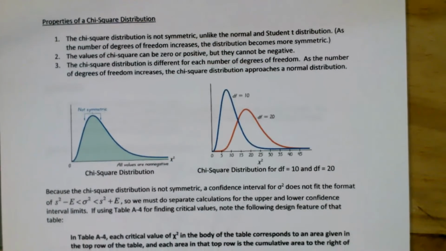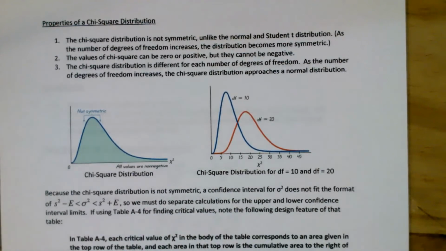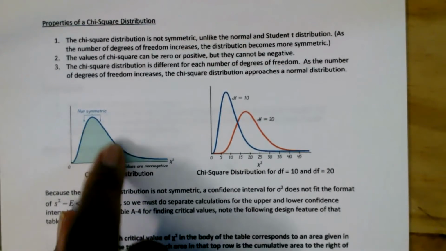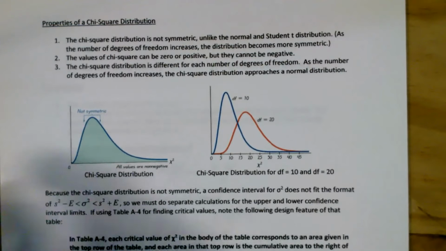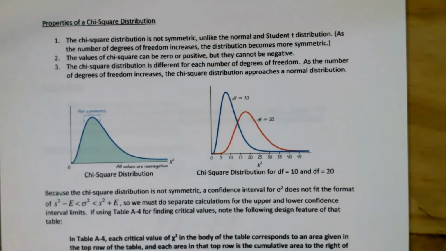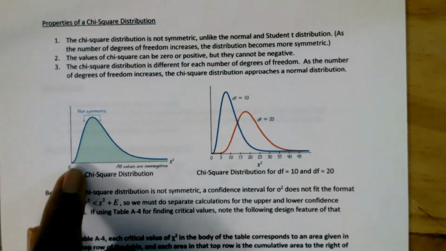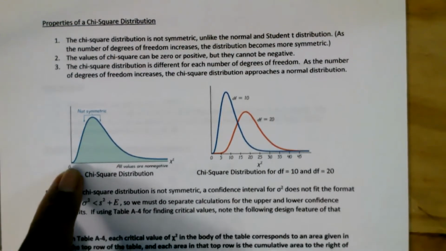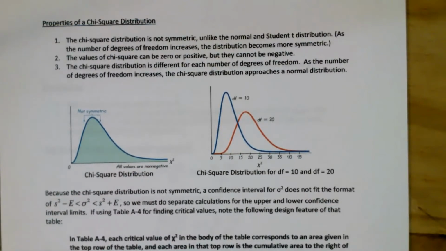All right, and these are the properties of a chi-square distribution. The chi-square distribution is not symmetric, as you can see here in this illustration. Unlike the normal and student t distribution, the chi-square is not symmetric. As the number of degrees of freedom increases, the distribution does become more symmetric. And number 2, the values of chi-square can be 0 or positive, but they can't be negative. Chi-square will be 0 or a positive number. They're never going to be negative.